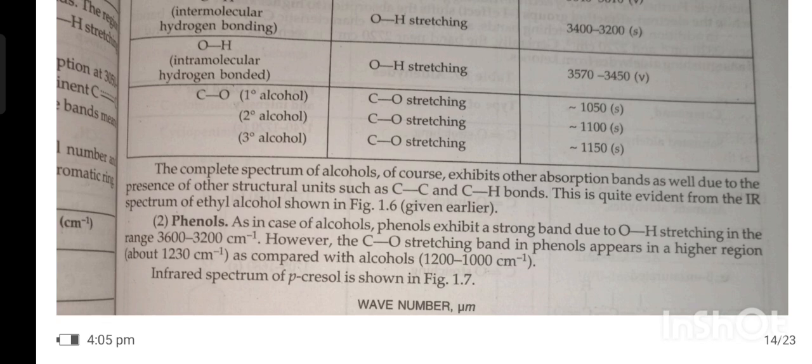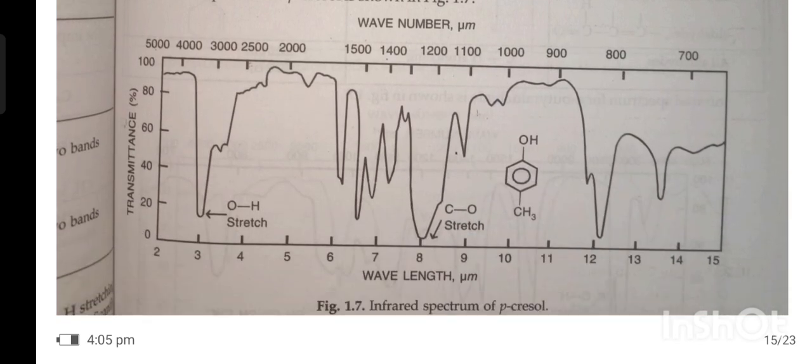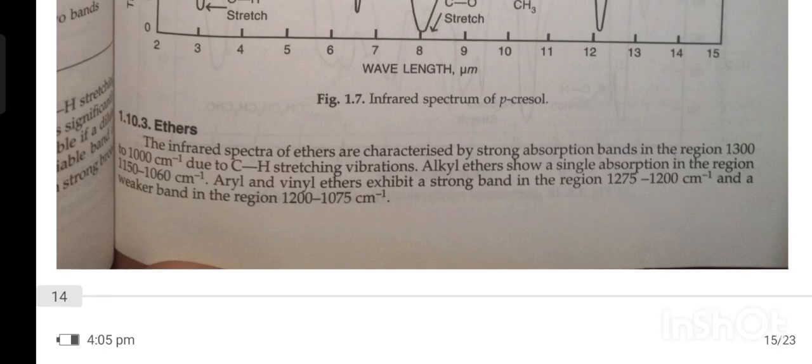Second, phenols. As in the case of alcohol, phenol exhibits a strong band due to OH stretching in the range 3600 to 3200 cm⁻¹. However, the CO bond stretching in phenol appears in a higher region as compared with alcohol. The infrared spectrum of paracresol is shown in figure 1.7. Ethers. The infrared spectra of ethers are characterized by a strong absorption band in the region 1300 to 1000 cm⁻¹ due to CO stretching vibration.